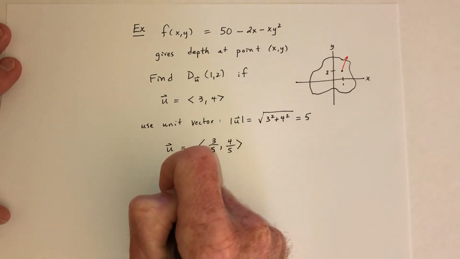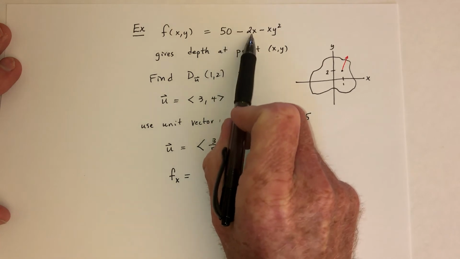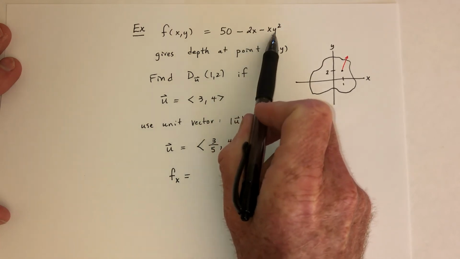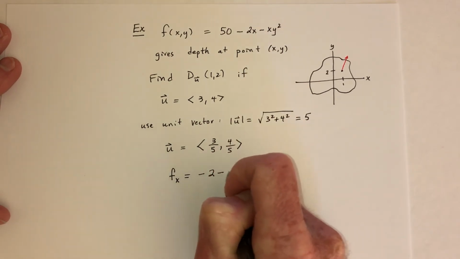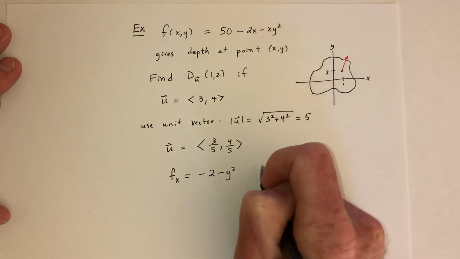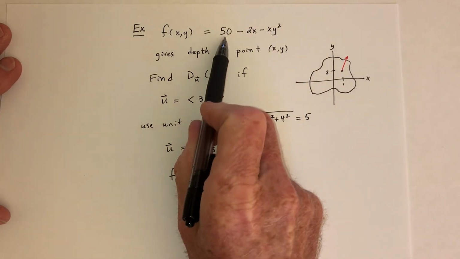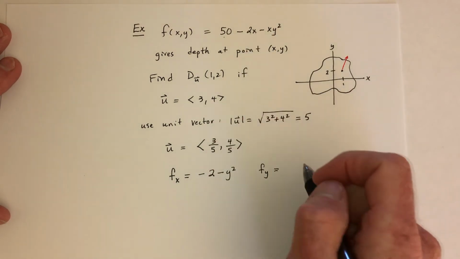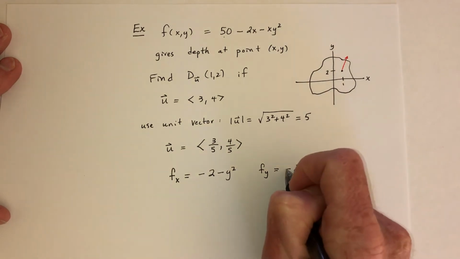Okay, now for the partial derivatives. The derivative with respect to x. That'll be 0. This will just be -2. And then this will be 1 times the negative y squared. So -2 minus y squared. The derivative with respect to y. That would be 0, that would be 0, that would be 2y, and the negative x would still be there. So it's -2xy.